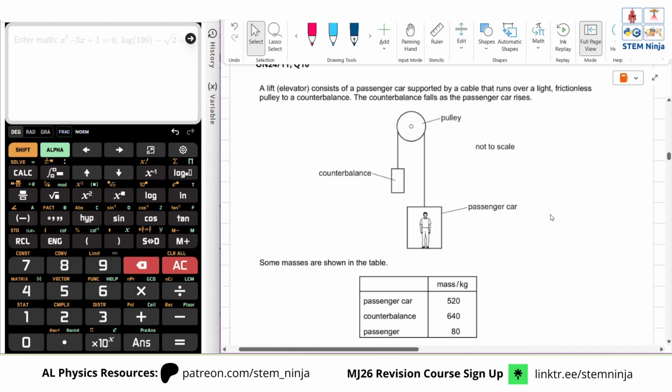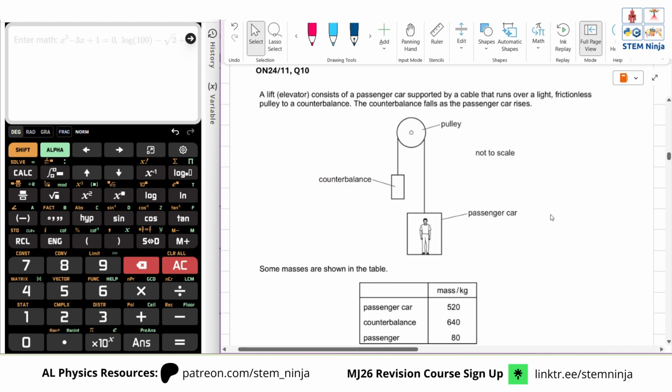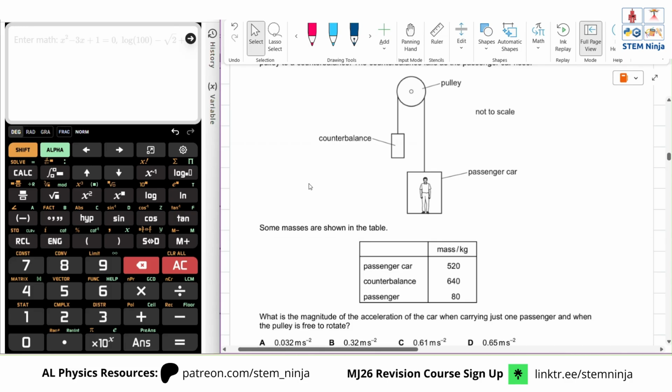Right. Okay. So a lift elevator consists of a passenger car supported by a cable that runs over a light, frictionless pulley to a counterbalance. Counterbalance falls as the passenger car rises. Some masses are shown in the table. What is the magnitude of acceleration of the car when carrying just one passenger and when the pulley is free to rotate? Okay, so over here we have to find out what's the sum of forces. So when you add up the total weight of the passenger car and the passenger, this would be 600 G.